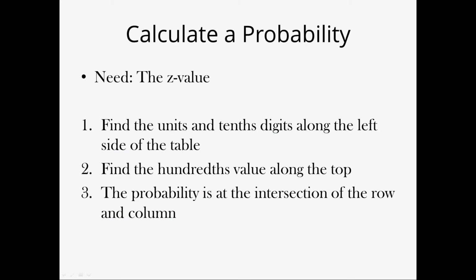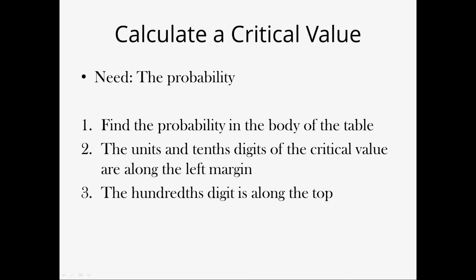So let's see the other option: calculating a critical value given the probability. This one's a little bit more difficult because you have to find the probability in the body of the table. Remember, the body of the table is all about those probabilities. So if you need to calculate a critical value or z-value, you look for that probability in the body of the table, and then you pick off the z-value along the left margin and the top margin. The left margin will give you the units and the tenths digit, and the top margin will give you the hundredths digit.